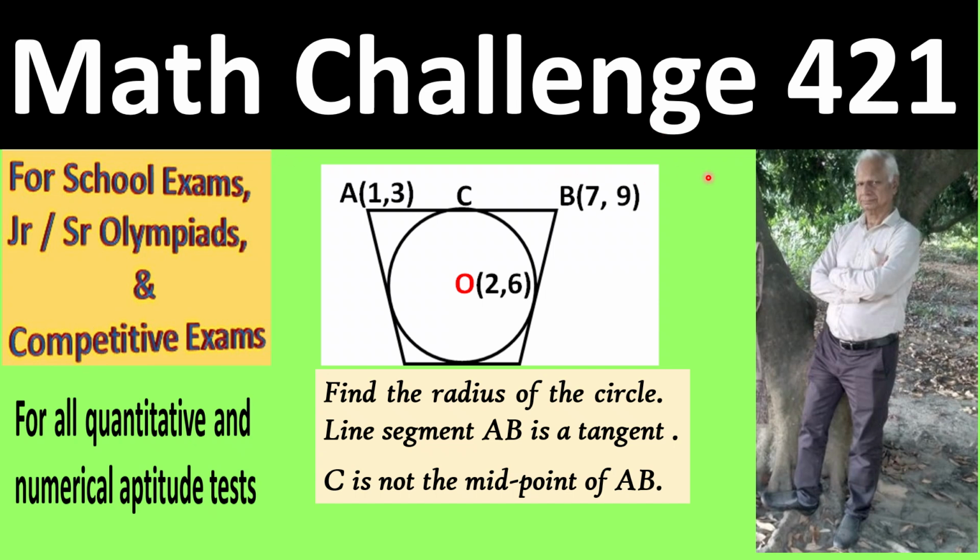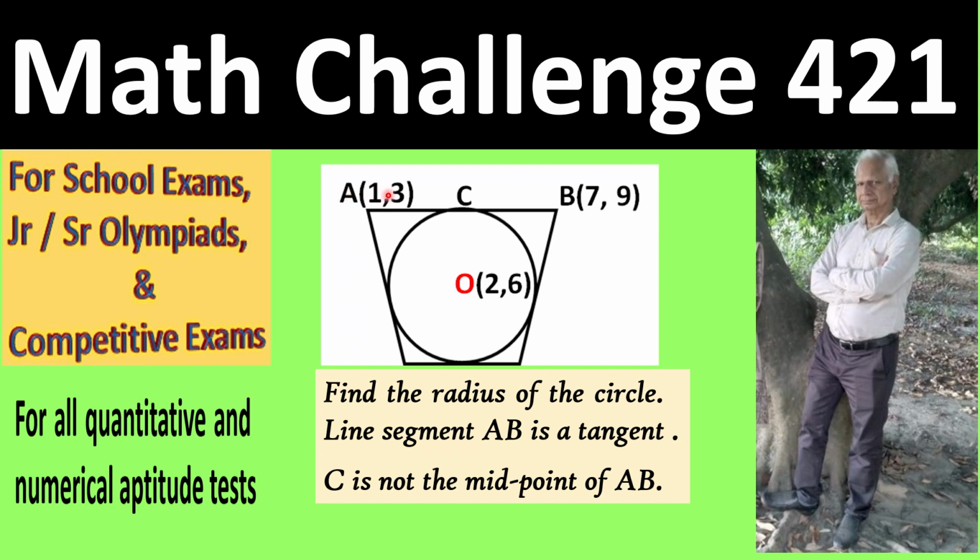In Math Challenge 421, we have a circle. The coordinates of the center are given, 2, 6. And we have tangents. AC and BC are tangents. C is the common point of contact, but C is not the midpoint. So you cannot find the coordinates of C using the midpoint formula.